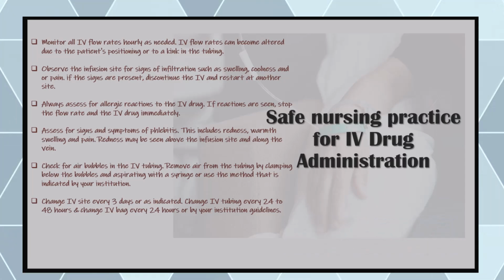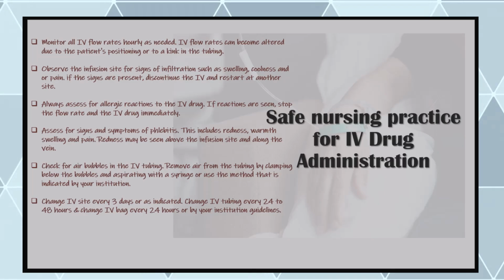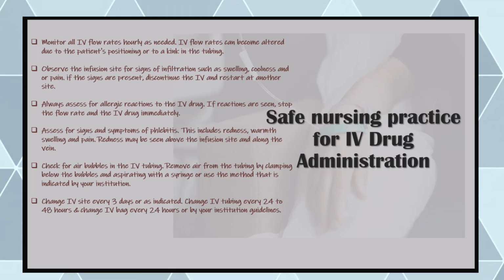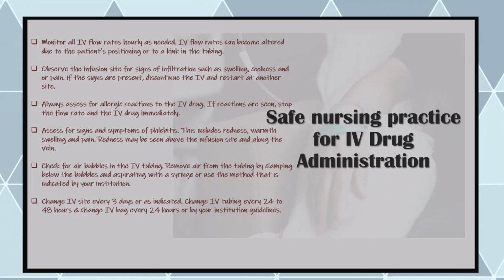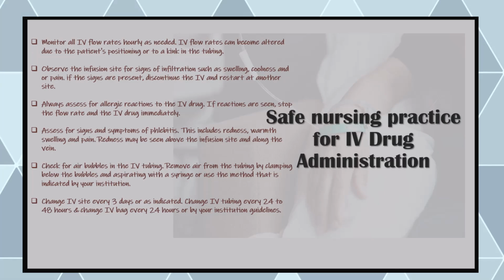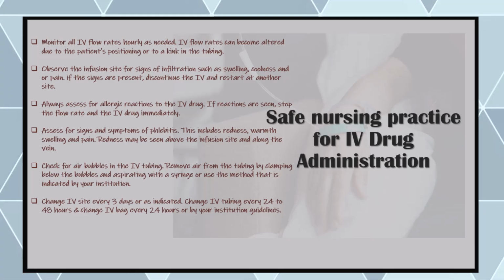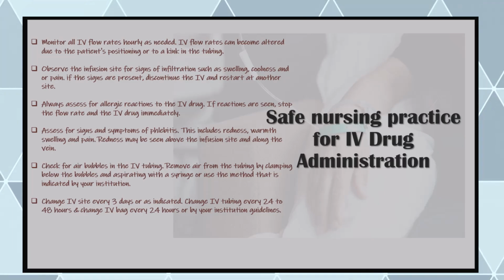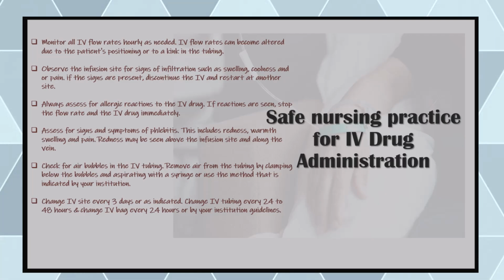So next, I'm going to talk about safe nursing practices for IV drug administration. Some key points to remember include monitor all IV flow rates hourly as needed. If the flow rates become altered due to the patient's positioning or a kink in the tubing, it's important to catch that quickly. Next, observe the infusion site for signs of infiltration, such as swelling, coolness, and/or pain. If the signs are present, discontinue the IV and restart at another site.